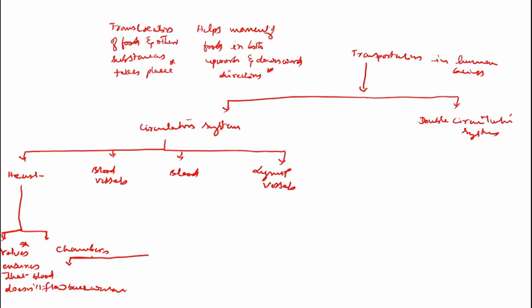So next, blood vessels. Blood vessels are of three types: veins, arteries and capillaries.